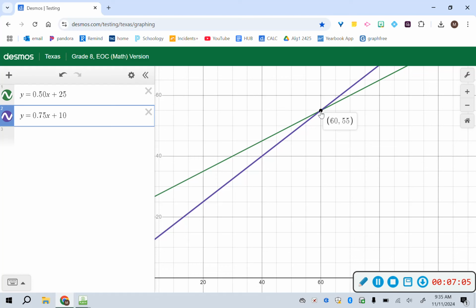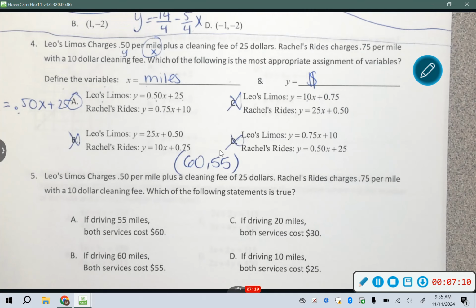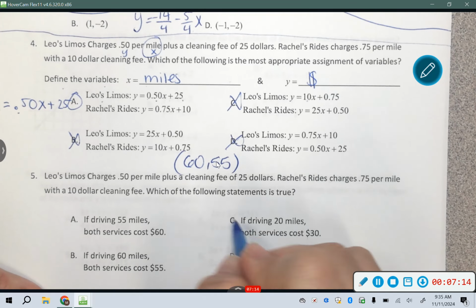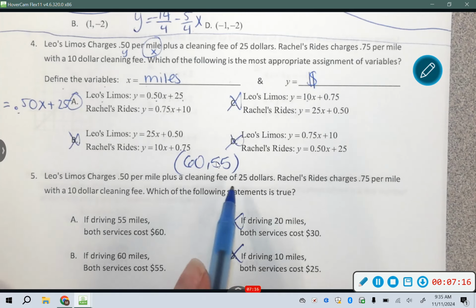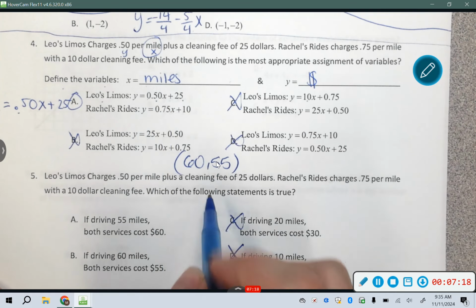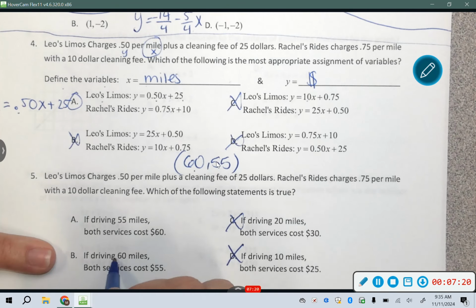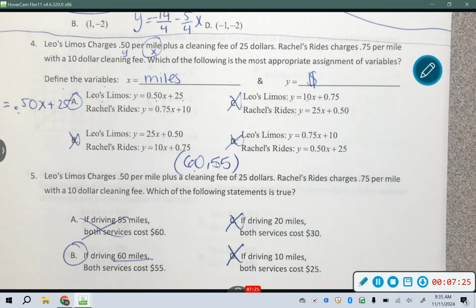So I'm going to write that down and then look at my paper. So I know this is my answer. Well, I see 55, 60, 60, 55, 20, 30, 10, 25. So those are not it. But again, we have to go back. x is my miles. So 60 miles. Here's 60 miles. This is 55, so that had it backwards. B is my answer because y is my money, so $55.